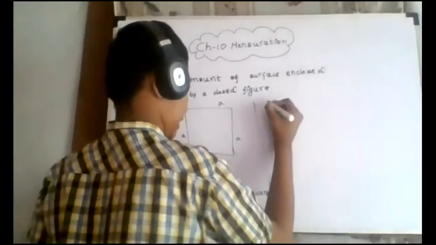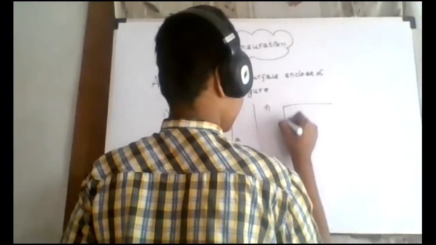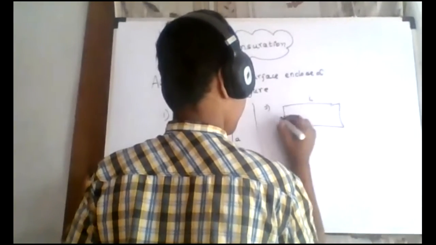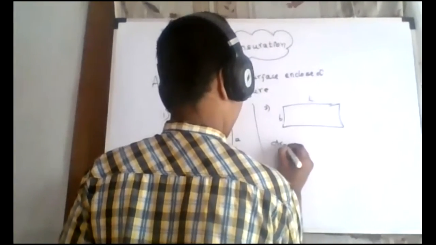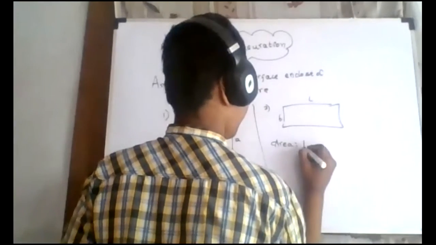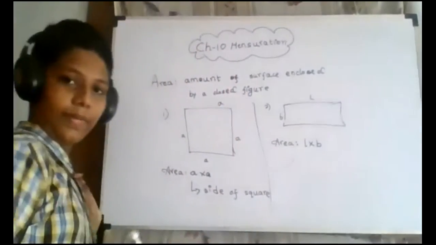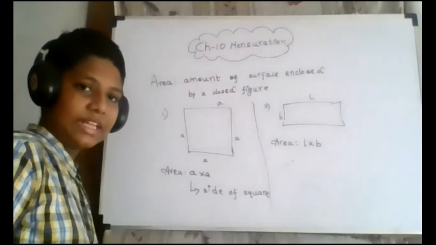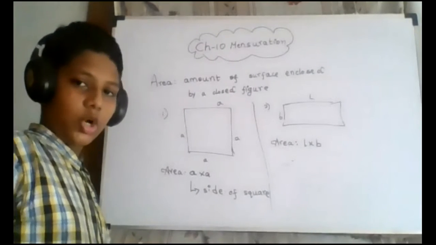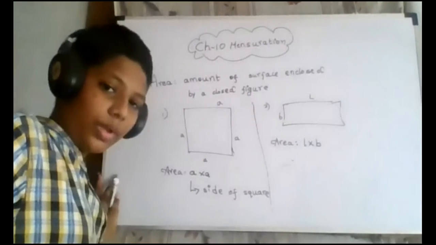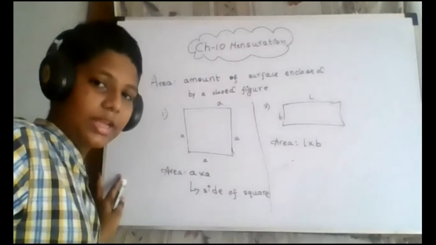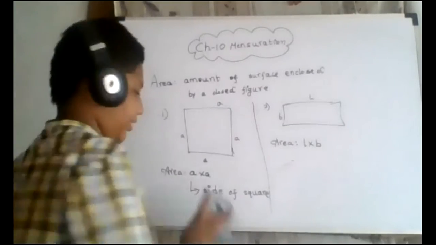The next shape we have is the rectangle, with length and breadth. Area will be equal to L into B. So these are the main shapes we have to learn. What is the area of a square? Area of square is side into side, and area of rectangle is length into breadth.